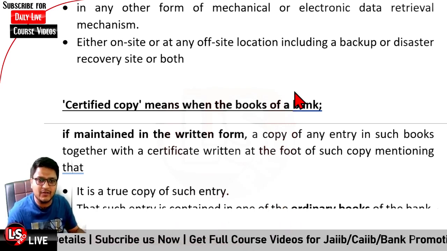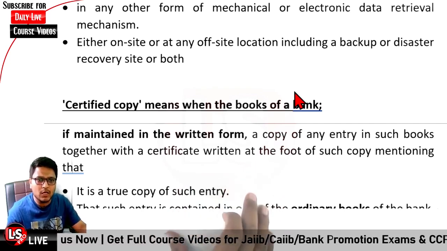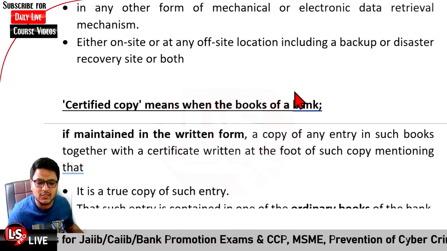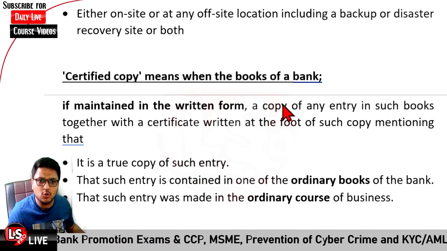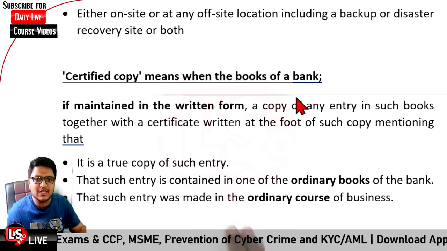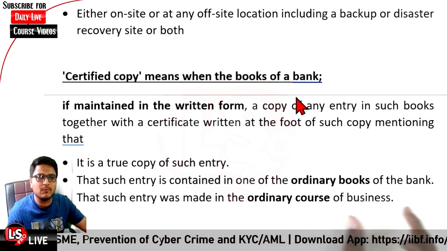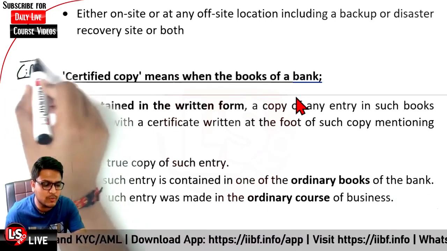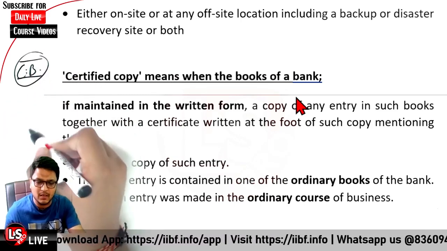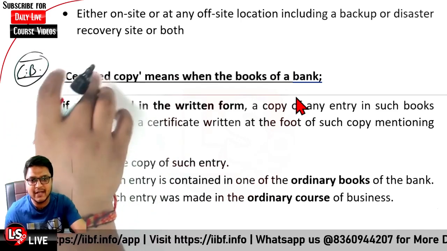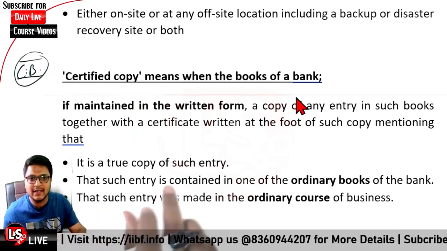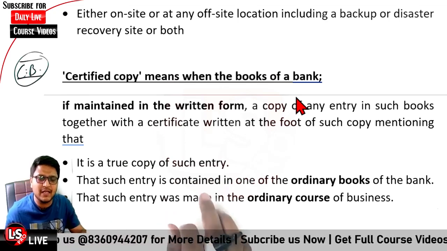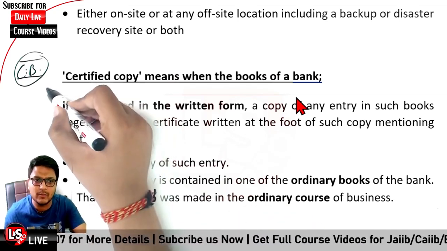At the bottom of that entry, or in the footnotes, there is a mention that it is a true copy. It is certified that it is a true copy of such entry, and further, that such entry is contained in one of the ordinary books of the bank. If the entry that belongs to the cash book is to be copied, then it will be copied over a page, and in the footnotes it would be certified that it is a true copy of such entry, first of all. Second, that such entry has been contained in one of the ordinary books, in case we are considering it to be the cash book.